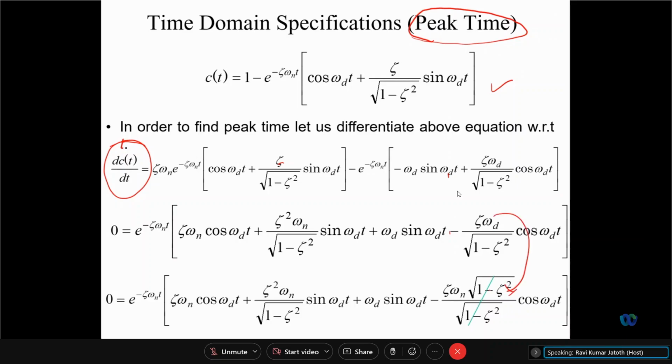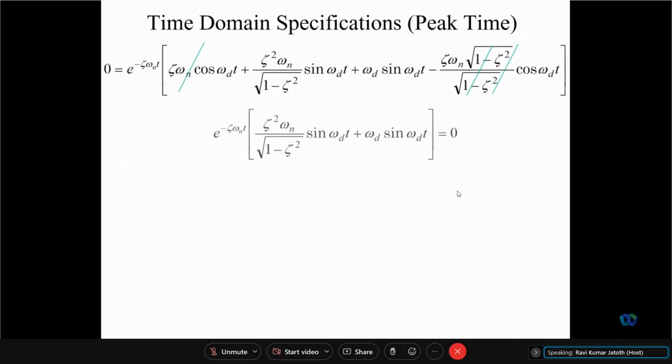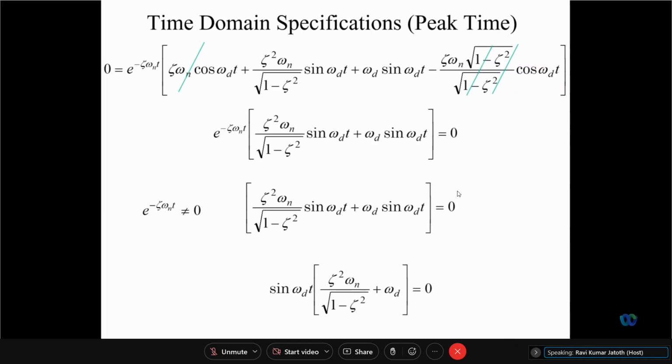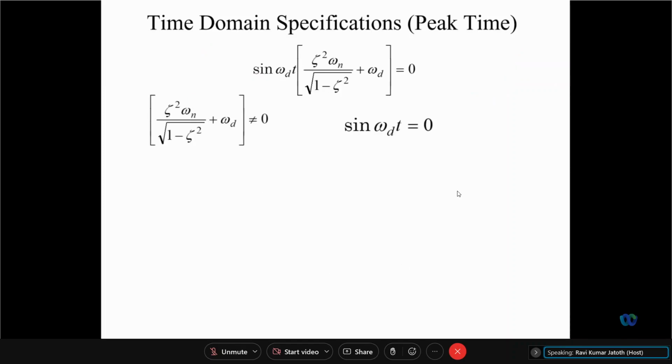omega d is omega n into under root 1 minus zeta squared. So under root 1 minus zeta squared will get cancelled, right? And then if you further simplify this, this term is having zeta omega n and this term is having zeta omega n. And now if you simplify this, then you are going to get this particular expression, where e power minus zeta omega n t can't be 0, so then this particular term is 0. And now if you simplify this, you are going to get sine omega d t is equal to 0. So this is the condition at the peak time.